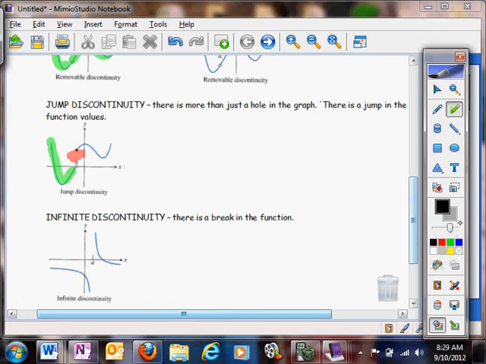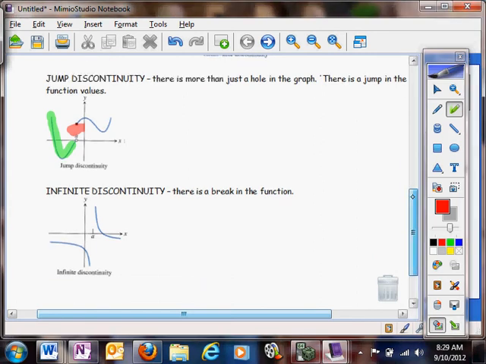You are going to need to know what that is. Basically, on an assignment, maybe a quiz or a test, I may give you some graphs like these and ask you to tell me, is the graph continuous? And if not, what type of discontinuity does it have?